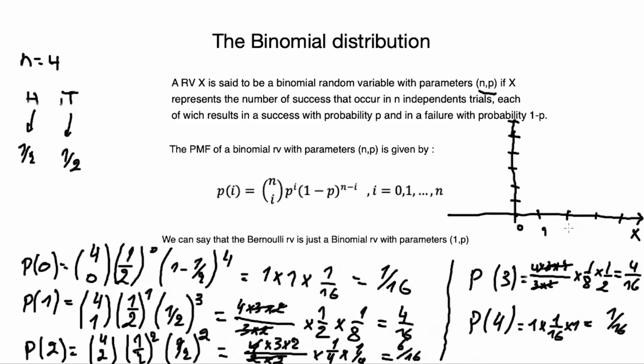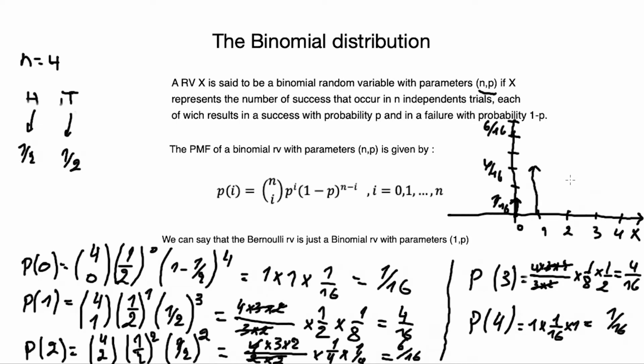0, 1, 2, 3, 4, 1 over 16. We don't have 2, so 3. We don't have also 3. 4 over 16, and we don't have 5, and 6 over 16. The value of 0 is 1 over 16 is here. The value of 1 is 4 over 16.